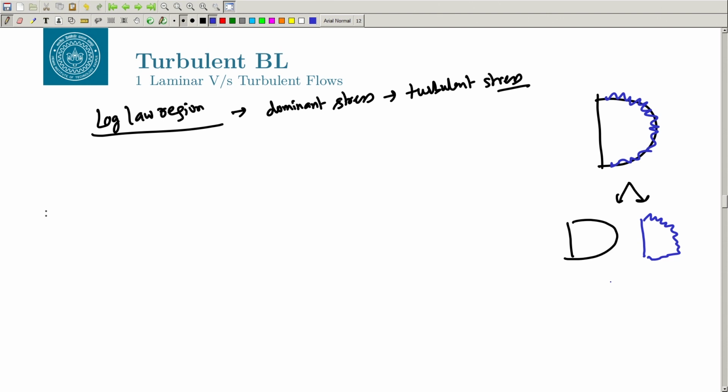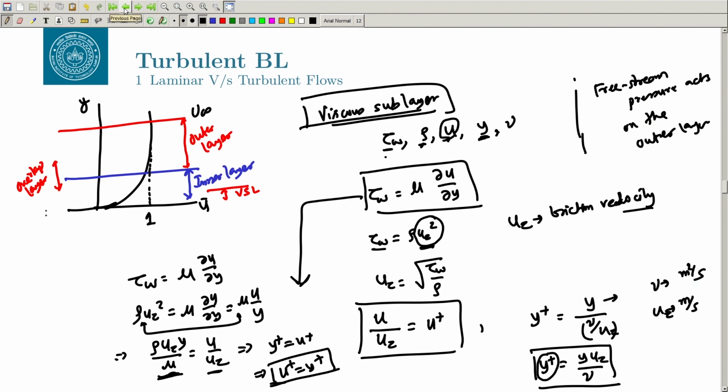So, we say that the turbulent stresses, the stresses generated by the fluctuations, play a key role in the log law region, which is away from the viscous sublayer. In that case, we can make the scaling argument for del u by del y. Remember, I should actually use u bar, because we are talking about the mean flow.